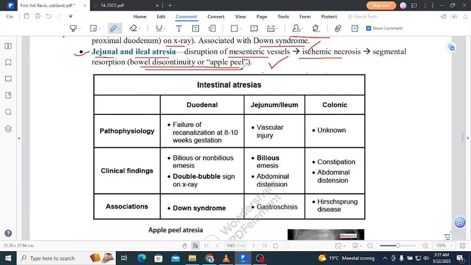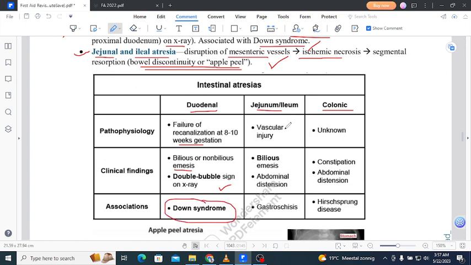Then we have intestinal atresia that is happening at three levels. Number one is the duodenum, second is the jejunum or ileum, and third is the colonic. The pathophysiology of the duodenal type is failure of recanalization at the 8th to 10th week of gestation. The clinical finding is bilious or non-bilious emesis. There is a double bubble sign on X-ray, and the association is with Down syndrome.